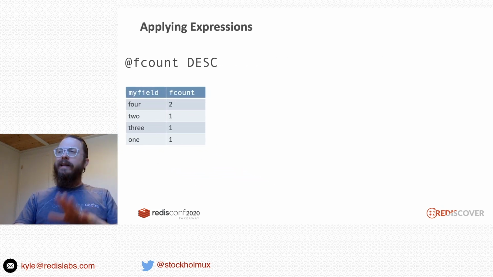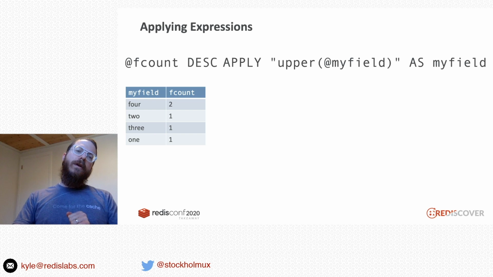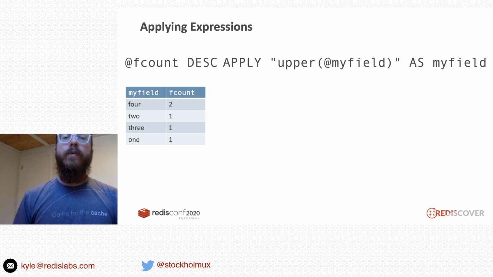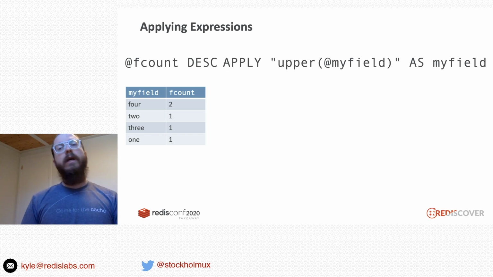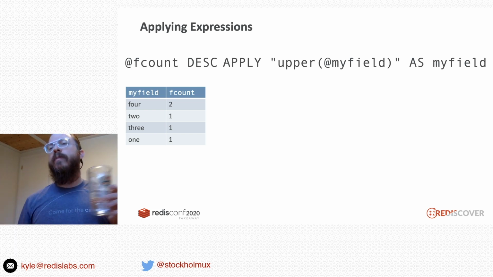Let's apply an expression. Expressions can be really, really powerful in Redis search aggregations. So what I've done, immediately after that sort by, is apply this, and inside the quotes here is our expression language. So I'm going to upper my field, so we're using at field notation here. It's referring to a field or pseudo field as my field. Now, a question you might get here is, why do we need as my field here?